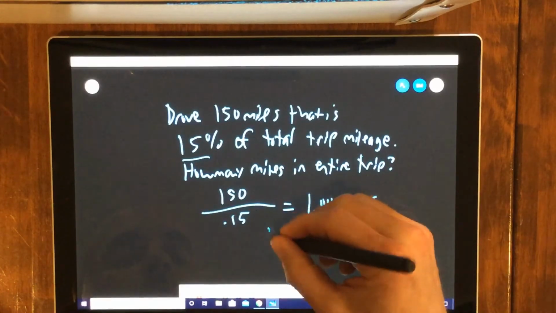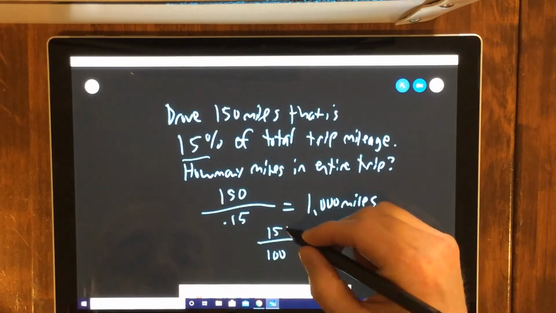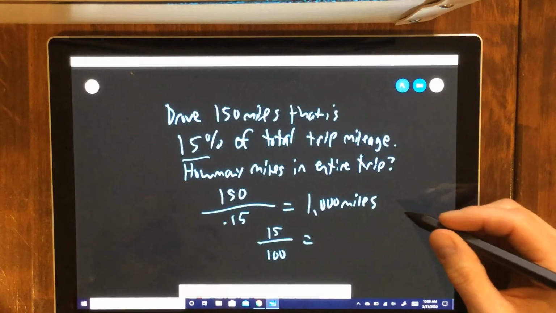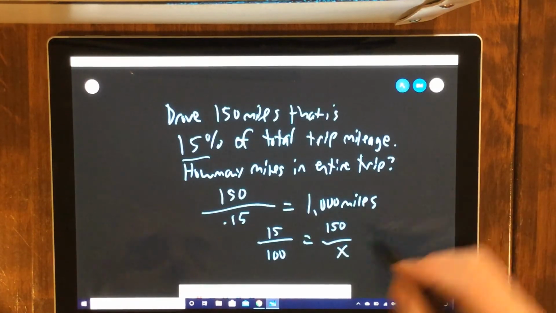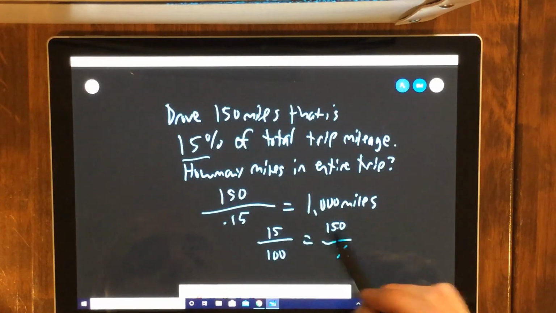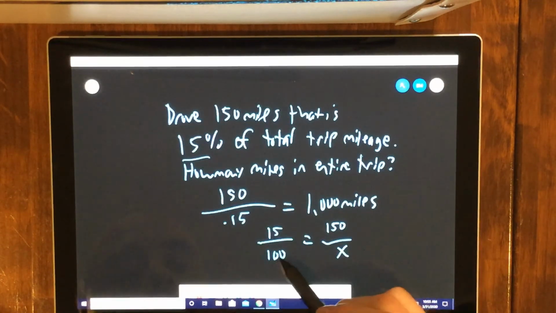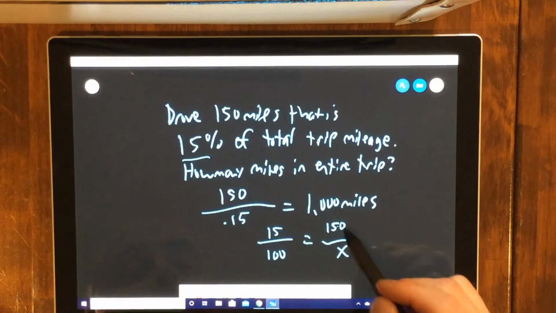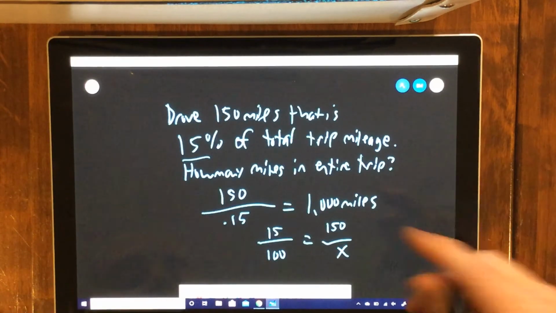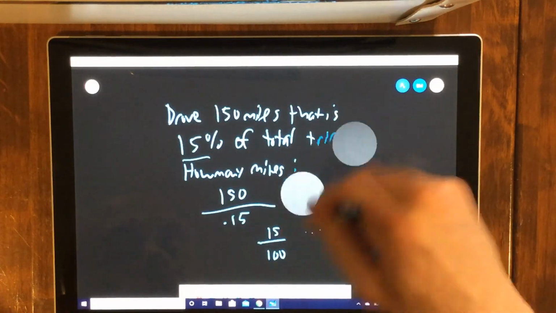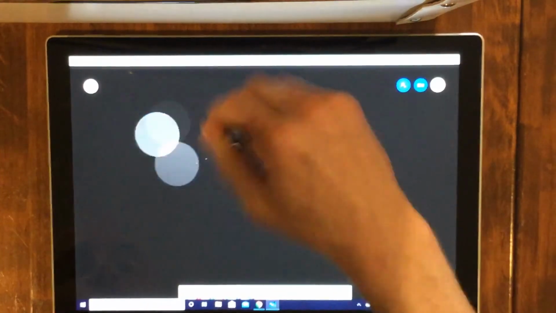Here's another way to do that. 15 out of 100, 15% out of 100, is 150 over x, right? So we want to know, if 15% of 100, well, 150 is 15% of what? Cross multiply, divide, you get 1,000. That's another way to do that. Hopefully that makes sense. And the last one, so this video isn't too long here.